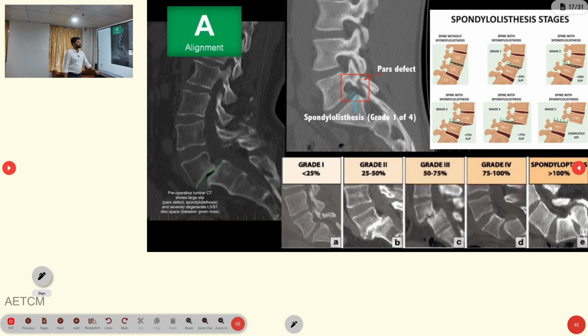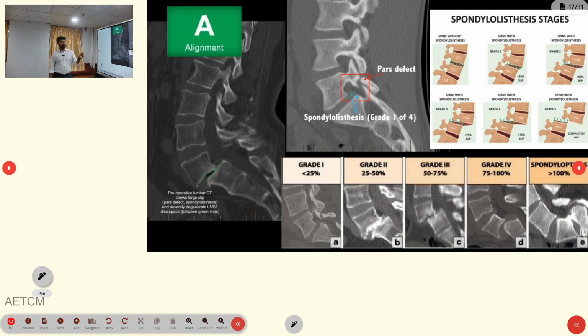So coming to the alignment, the first thing you have to look for is the listhesis, as I told. Listhesis you can also characterize based on the grades, how much percentage has slipped off. You can grade it into 1, 2, 3, 4 and complete slip-off. That also you can characterize from CT and MR both. But in a pars defect, the posterior pars is the supporting structure, and it is usually broken, then only the listhesis will be higher grade.